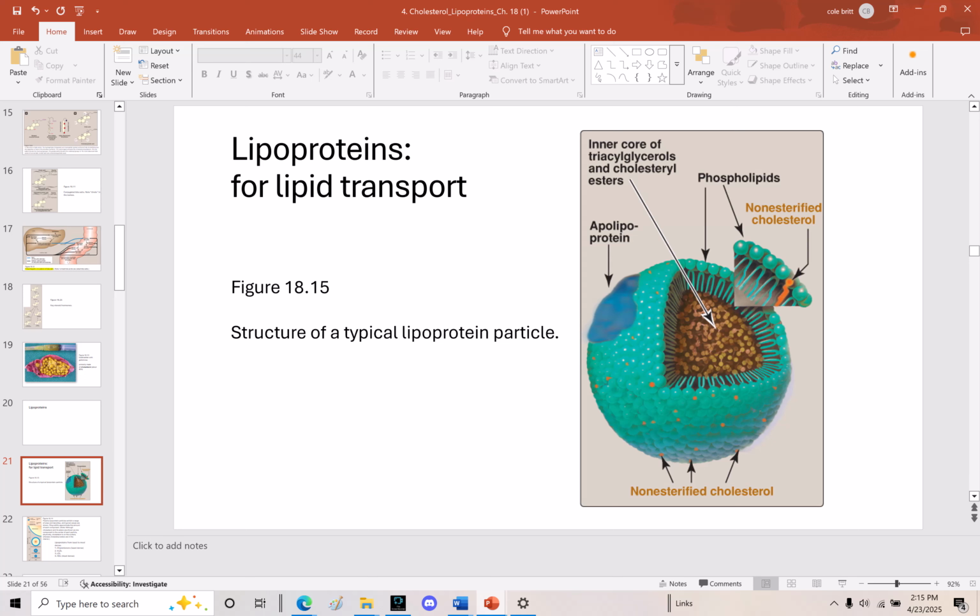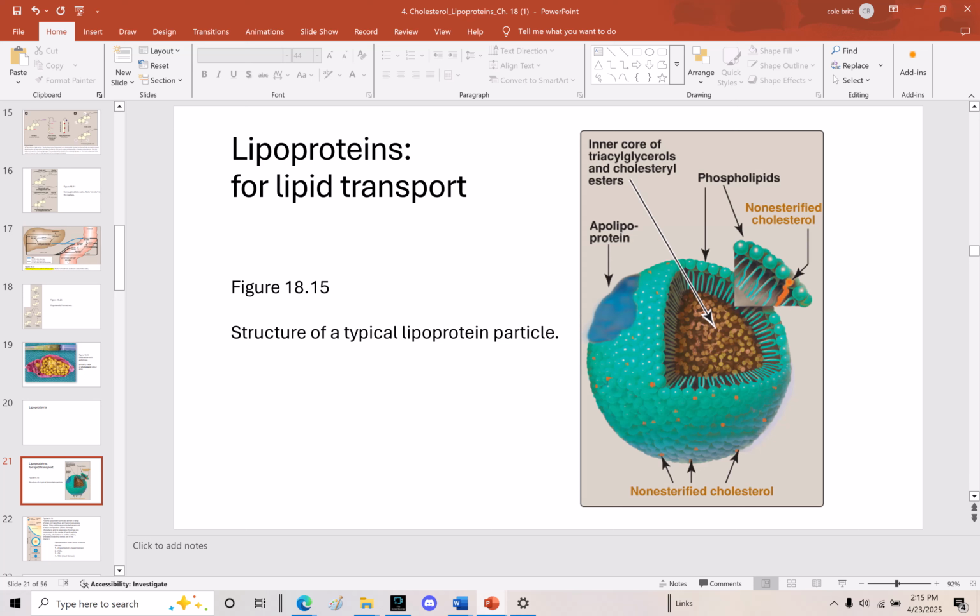Lipoproteins. Lipoproteins are needed for lipid transport. That's their very broad general function, lipid transport. This is what it looks like, the typical structure. So you have this phospholipid membrane. All your membranes, even in lipoproteins, will have some non-esterified cholesterol.